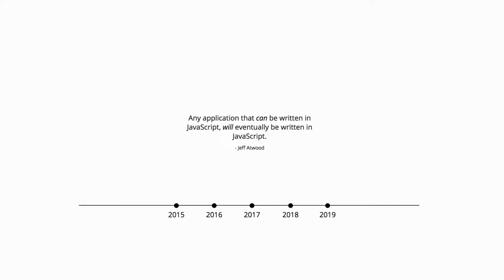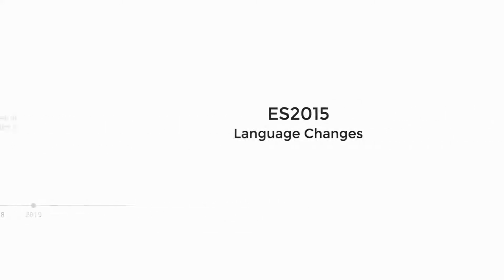Actually, this was in, I think, 2008 maybe, Jeff Atwood, the guy who started Stack Overflow, said any application that can be written in JavaScript will eventually be written in JavaScript. It's his little law, and it seems to be holding true, right? I mean, there's virtually nothing that's not written in JavaScript, at least at some level. So let's see a little bit about these changes.